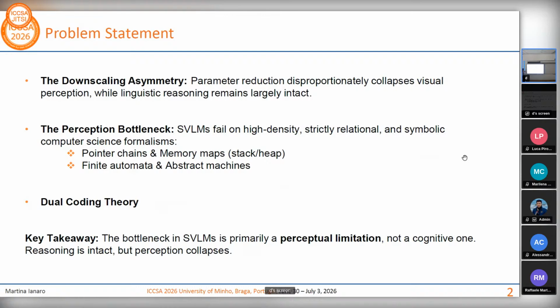From a pedagogical point of view, there is also dual coding theory, one of the foundational pedagogical theories. It says that when we have this type of abstraction, the human brain needs to process the visual and textual information at the same time, synchronized. It means that if the model misreads an image, we break the reasoning chain. The key takeaway is that the bottleneck in the small visual language model is primarily a perceptual limitation, not a cognitive one. The model is able to reason, but it becomes more blind. So when we downscale it, we have a perception collapse.